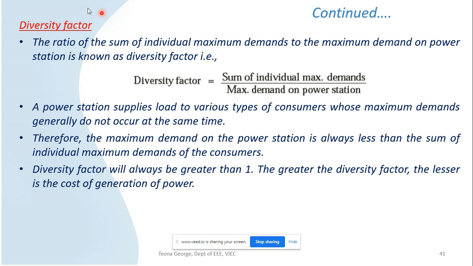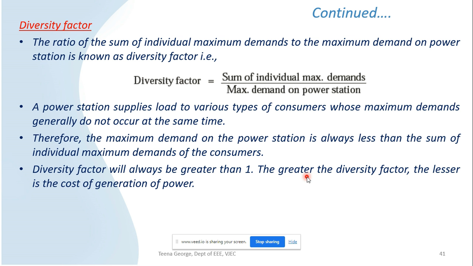Next is diversity factor. It is the ratio of the sum of individual maximum demands to the maximum demand on the power station. We know that each equipment has some maximum demand, but all the equipments will not be operated at their maximum demand at a particular time. So the sum of individual maximum demands will always be greater than the maximum demand on the power station. So diversity factor is always greater than 1.